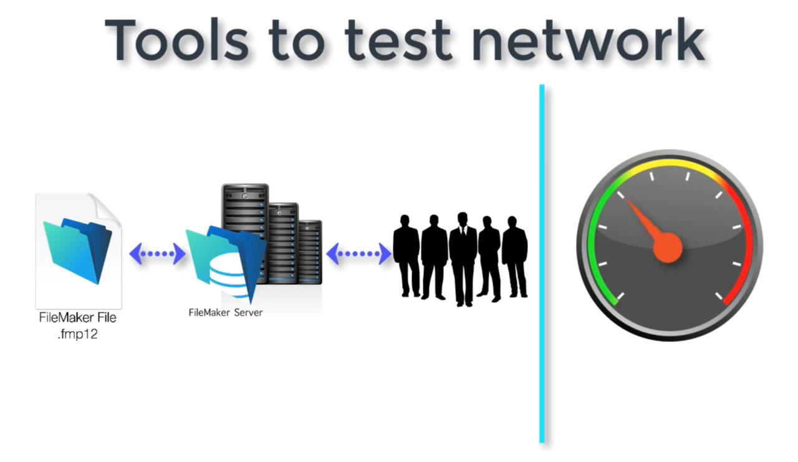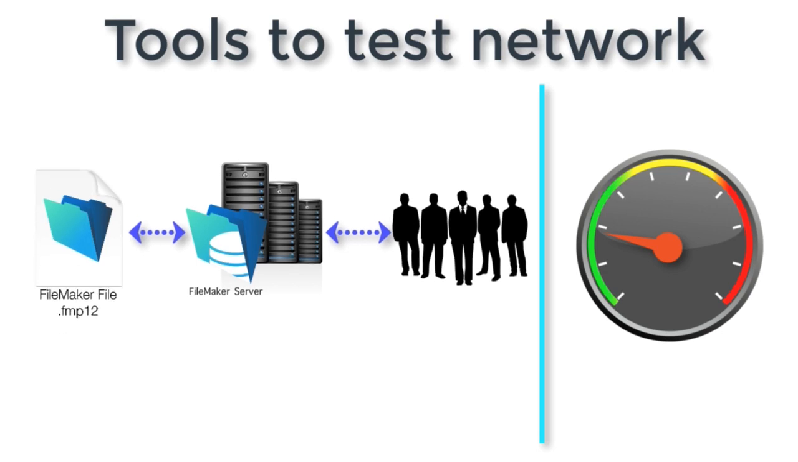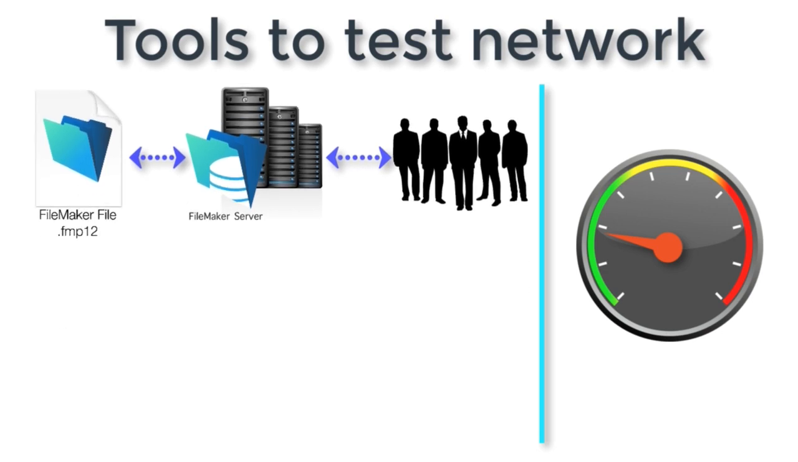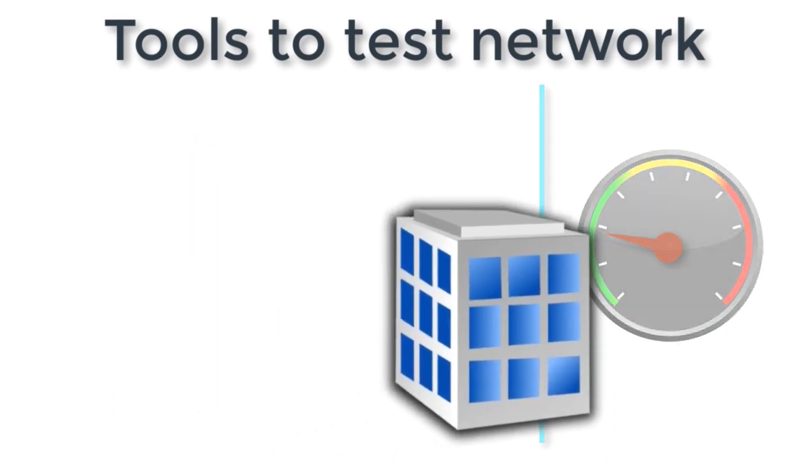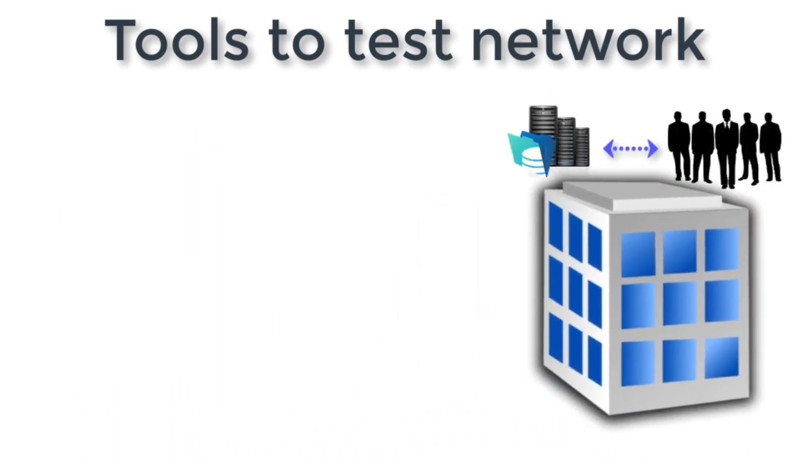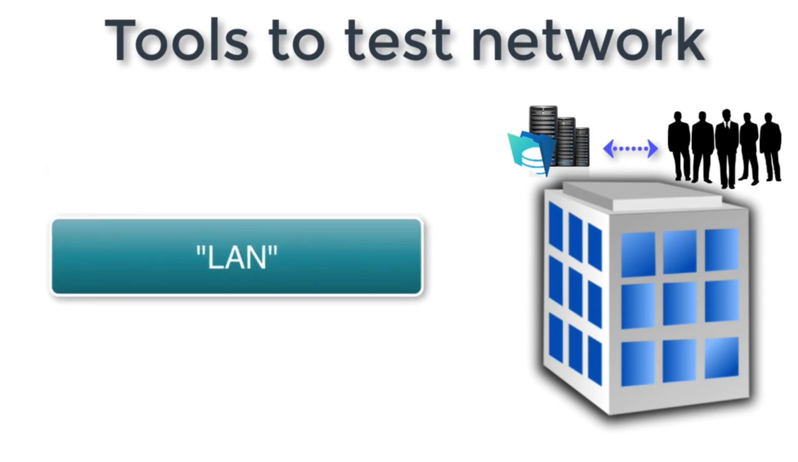Now, the fastest possible performance you can get from a FileMaker server is for your users or your clients to be in the same physical office as the FileMaker server. So they're effectively on the same local area network. That's that LAN word that we see batted around over the last 20 years.